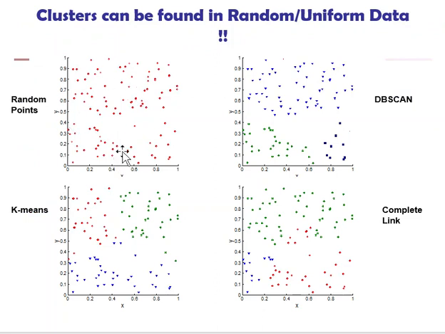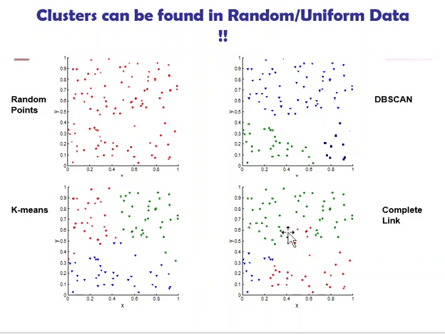So we have this set of random data. If you use DBSCAN, it gives you these clusters. If you use k-means, it gives you these clusters. You use hierarchical complete link, you can produce a cluster that looks like this.